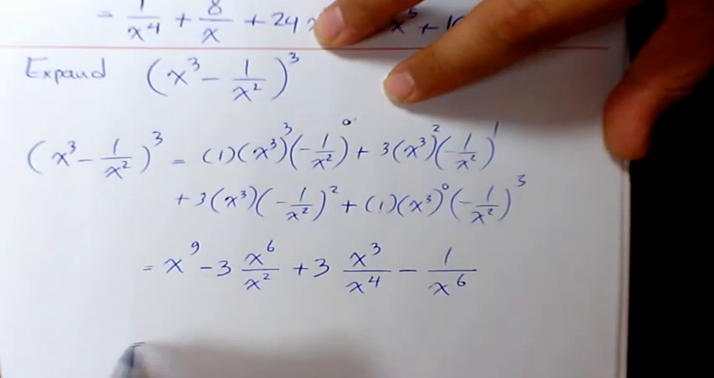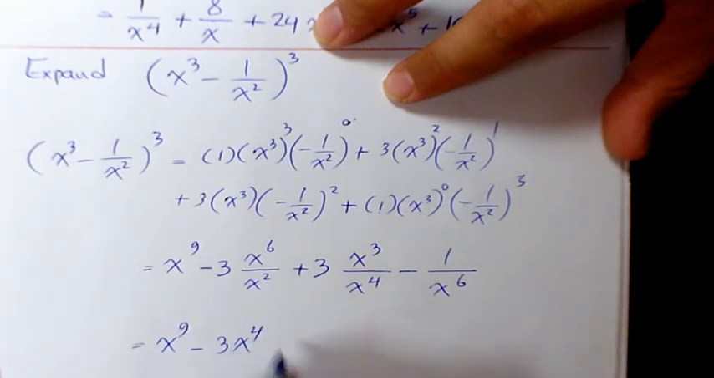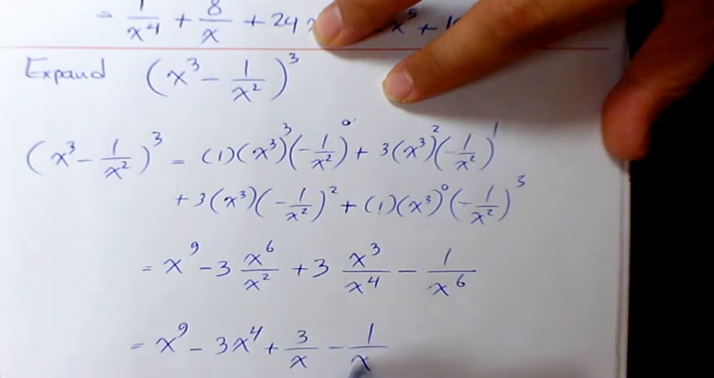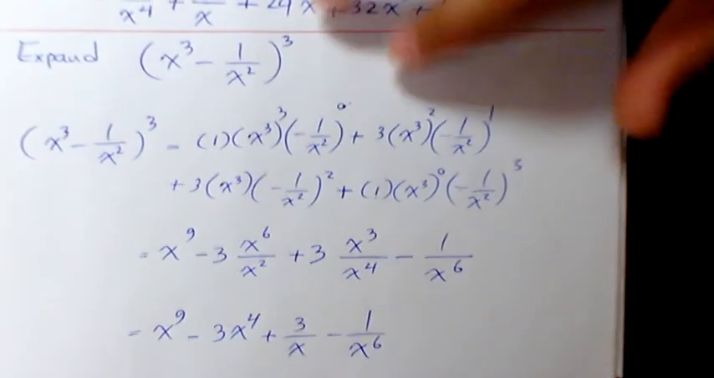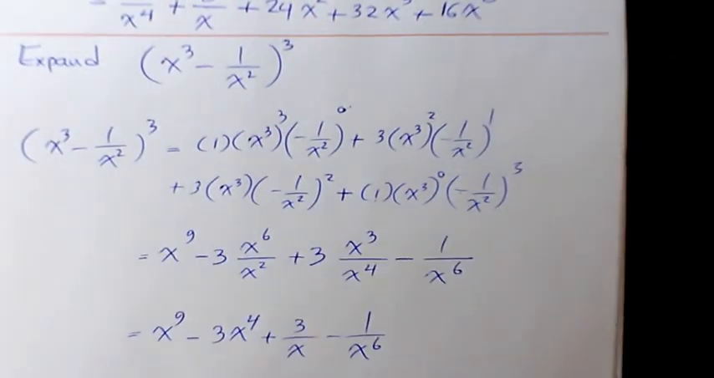So when you simplify it, it is x to the power of 9 minus 3x to the power of 4 plus 3 over x minus 1 over x to the power of 6. So that's going to be the answer to this expansion question.